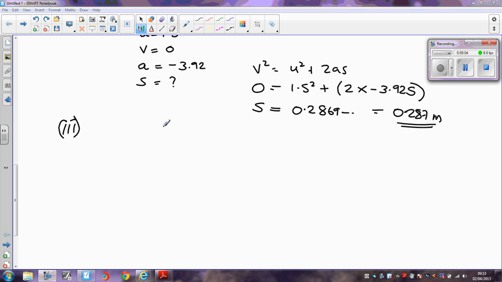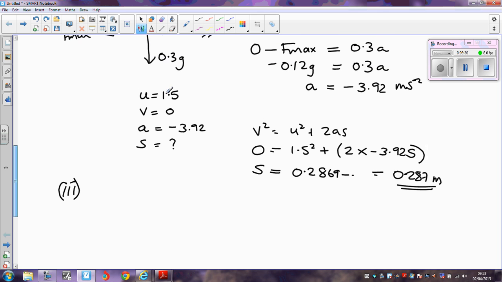Okay, the last part of the question asks us to find out the distance that's been travelled by B in the time it takes from the string to break for A to come to rest. Now obviously in that time, because they're not connected, B is going to be doing something completely different. So what we're going to do is work out the acceleration of B and then look at the distance that B travels in the time that it takes A to come to rest.